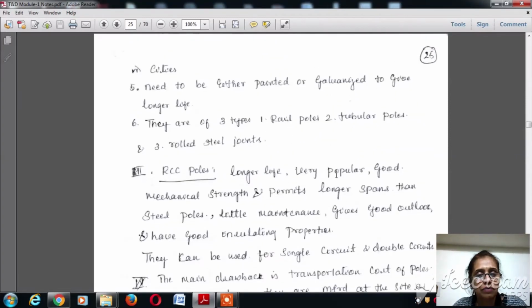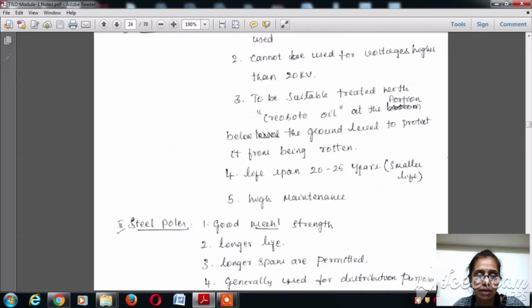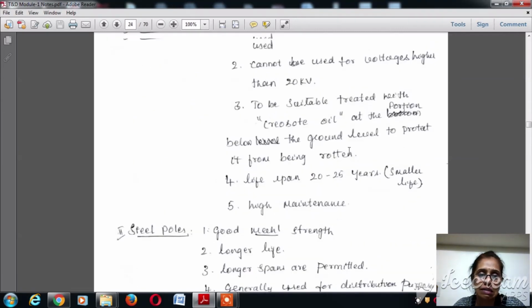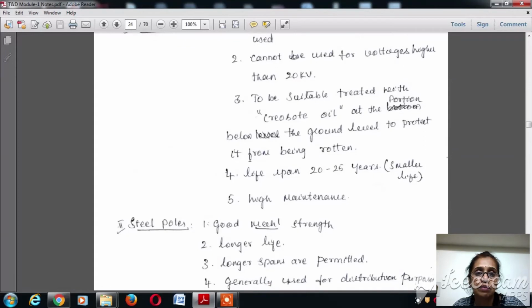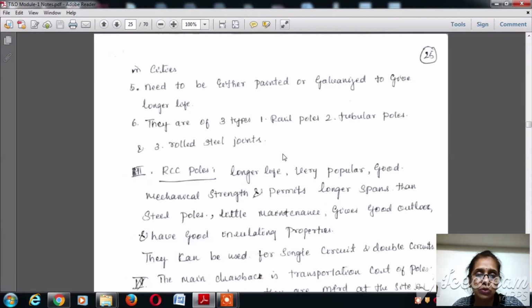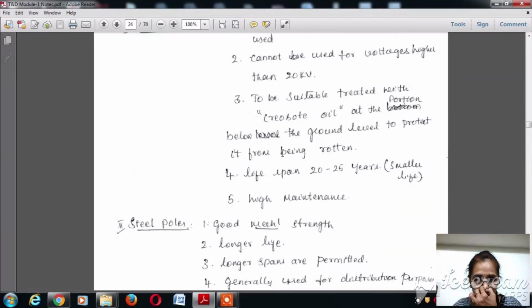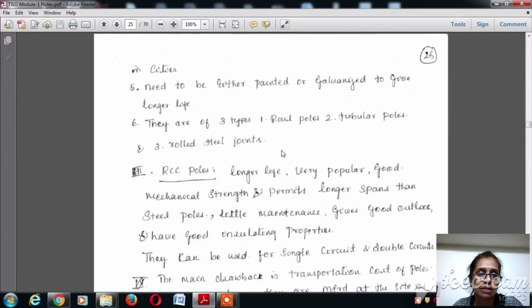Because of the lesser life of wooden poles, we have moved on to steel poles. Steel poles offer good mechanical strength and a longer life. They can hold longer spans, so they can hold the cross spans very effectively. Generally they are used for distribution purposes in cities. They need to be either painted or galvanized so that they will not rust or go through the corrosion process, and then they can give a longer life.